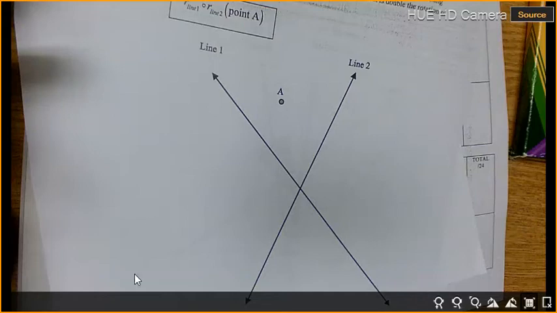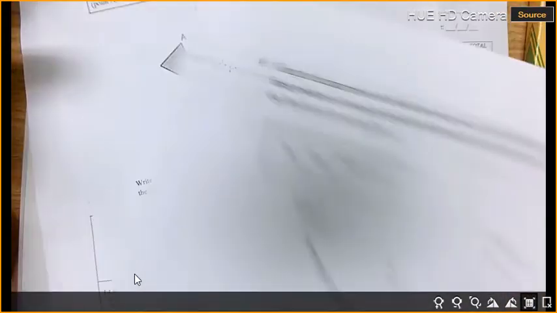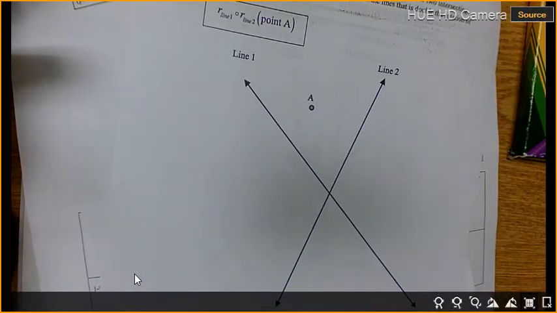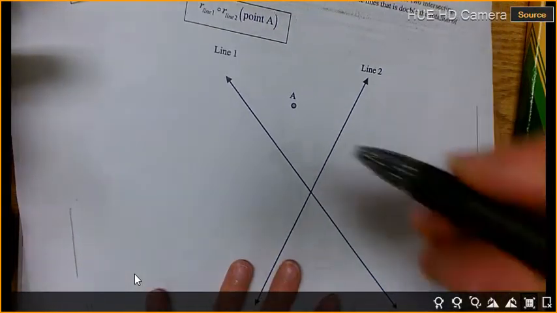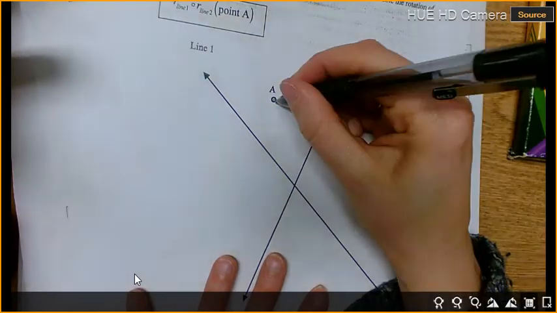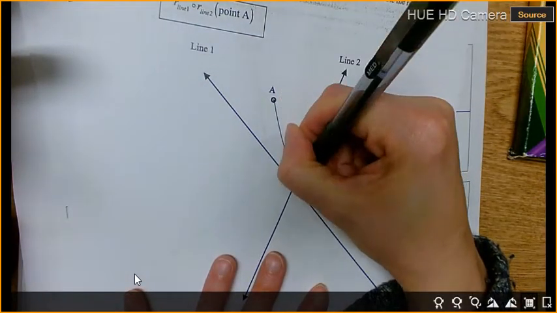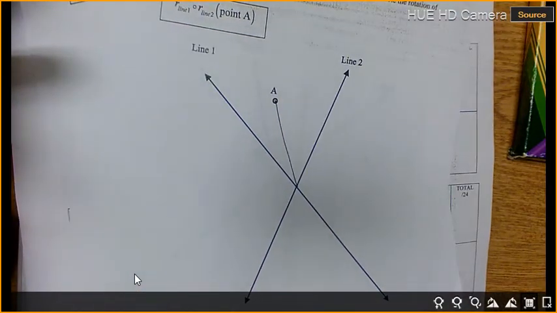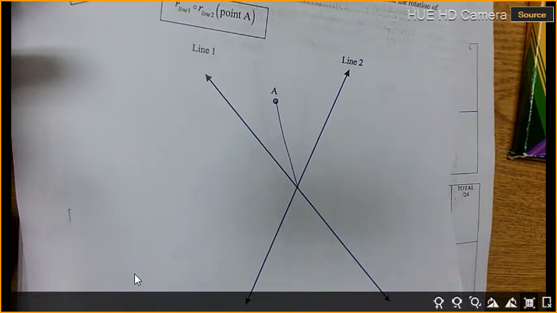All right, so this is the back page of your review. We did a lot of examples of this one, so I'm looking at the back page of this. We know that the first thing we're going to do when we're reflecting over intersecting lines is draw a straight line from A to the point of intersection. Now remember my degrees of rotation, it's supposed to double between line 1 and line 2 to get there.